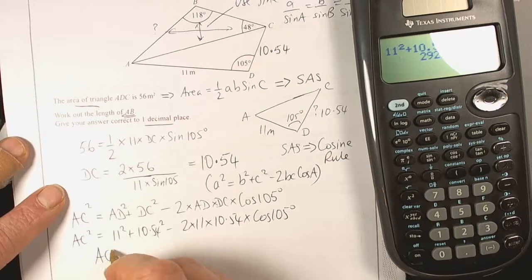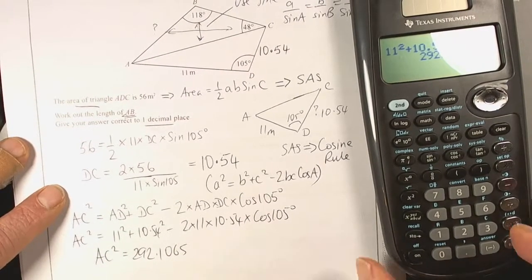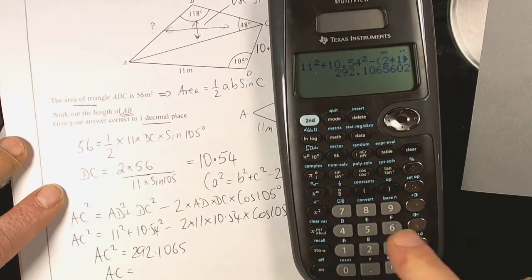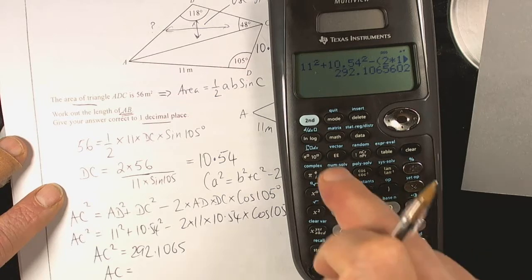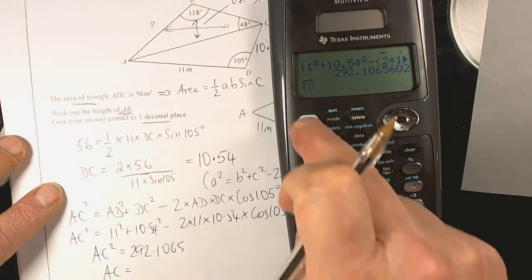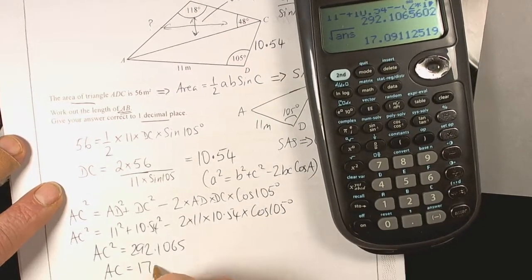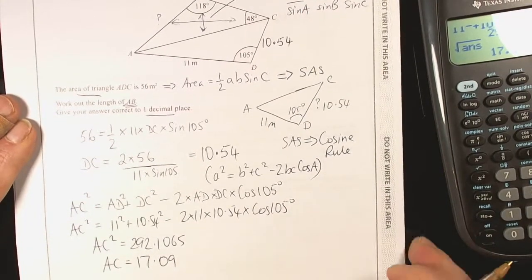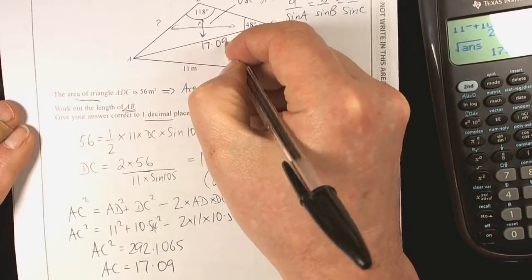Okay, so AC squared is going to equal 292.1065. To get the AC length, then we'll need to square root that. So we square root. Okay, so second function square root second function answer equals. So 17, again, keep it to 2 decimal places while we're doing the workings. So that gives us 17.09. Alright, so that gives us the length of AC now, so we can add that onto the diagram.